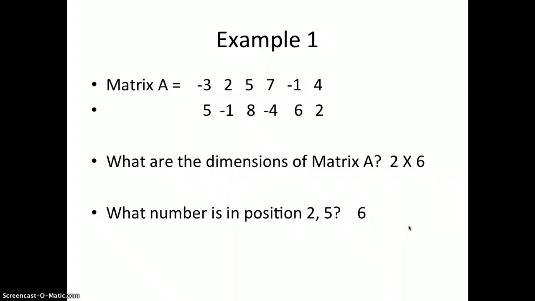What number is in position 2, 5? Well, that would be row 2, column 5. So if I go down to row 2 and count over 5 spaces, I am at position 2, 5, which is the number 6.